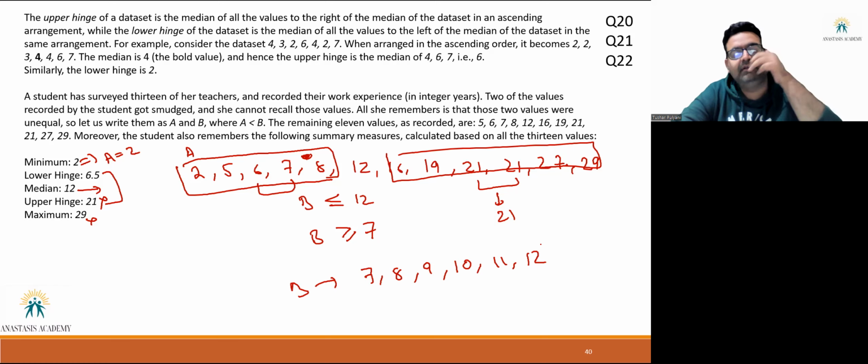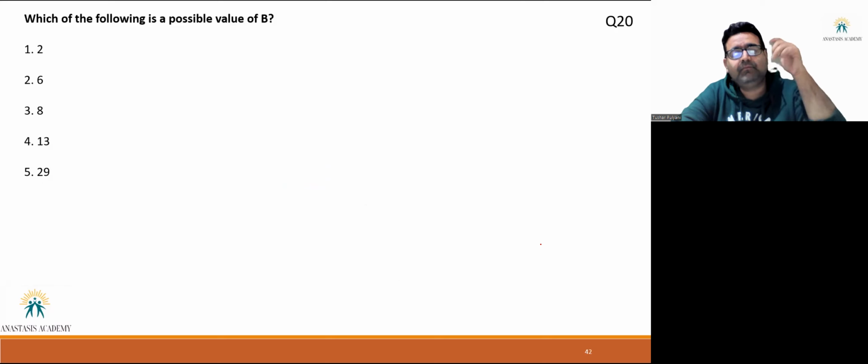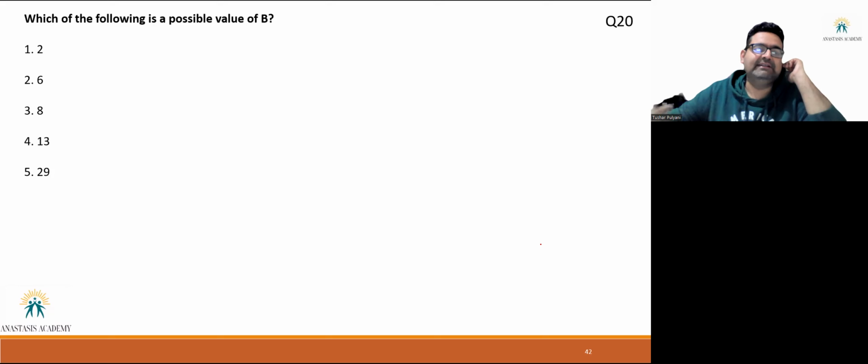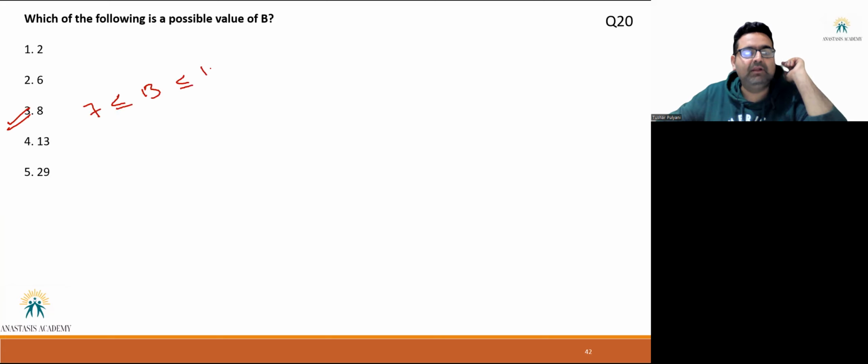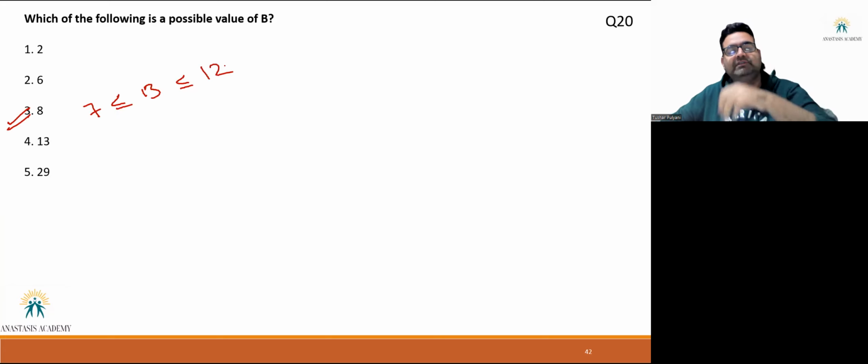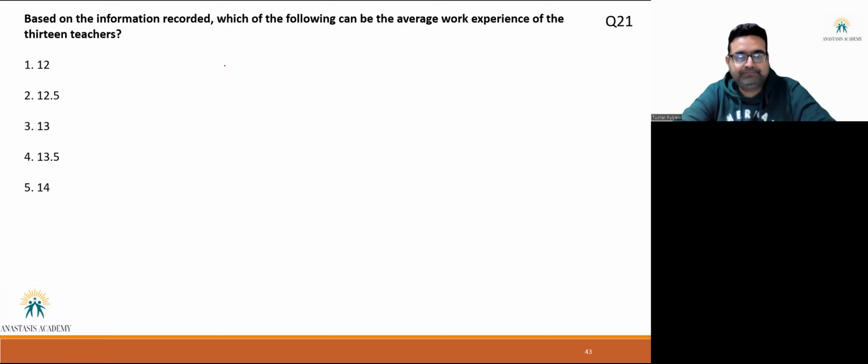Now let's see what the 3 questions are. The first question is very easy now. It says, what is the possible value of B? We had decided it will be between 7 and 12, and there is only one option between 7 and 12, which is 8. The first question was easy.